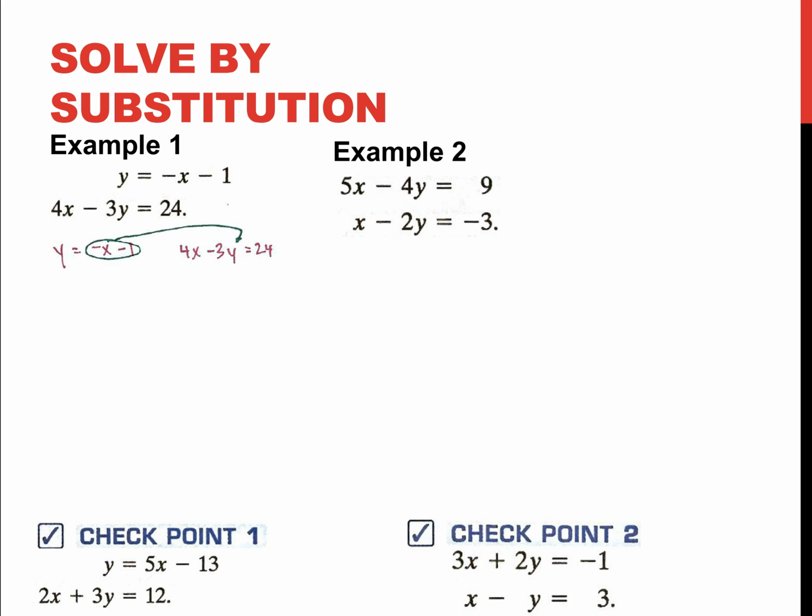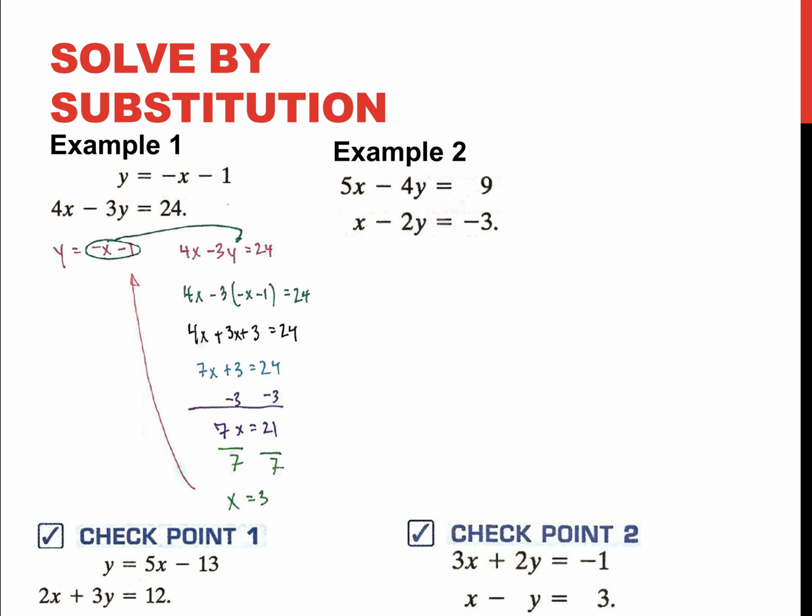So in a quick recap, I saw that it was solved for y, so I substituted it into the second equation. I then solved for x, and when I solved for x, I plugged that value back into my first equation. Then I solved for y, and my coordinate point, x comma y, is the solution to my system of equations. Whew. All right, let's take a look at example 2.